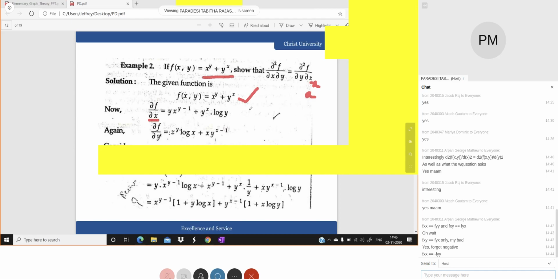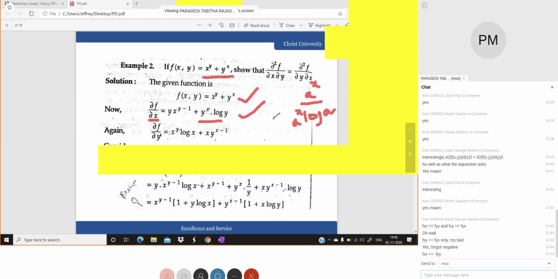Here y is a constant. So derivative of a power x is a power x log a. So here y is a constant, so in place of a, we put y. This is the derivative of a power x, so here y power x log y. So that's about fx.